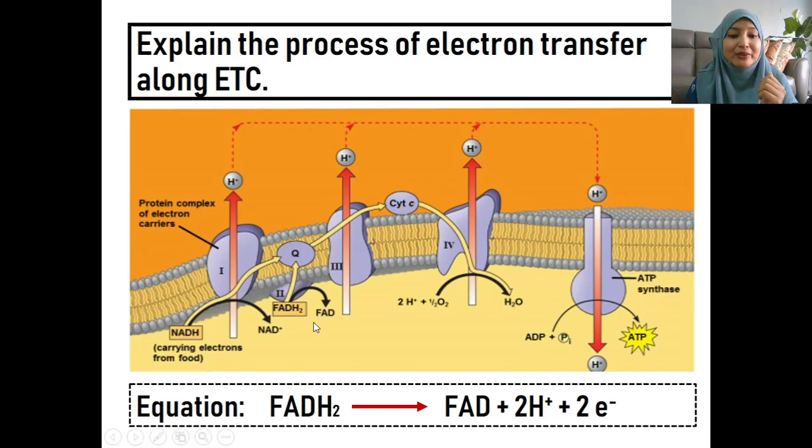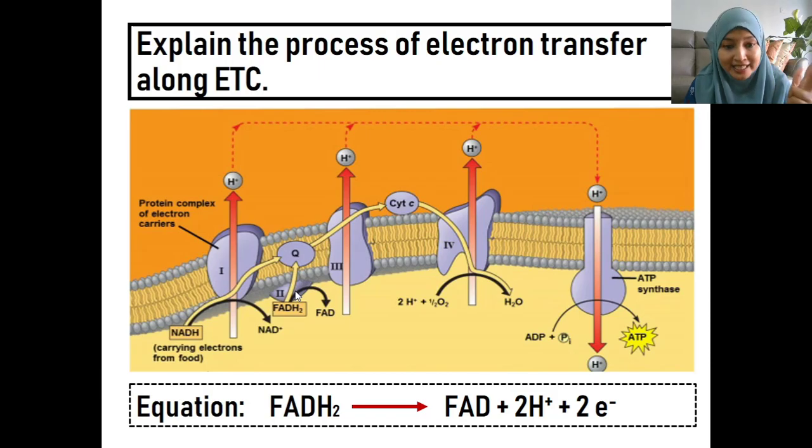So we start with FADH2. The first point, FADH2 undergo oxidation forming FAD, 2H plus and 2 electron. Point number 2, electron is transferred to complex 2, succinate dehydrogenase, causing succinate dehydrogenase to be reduced.